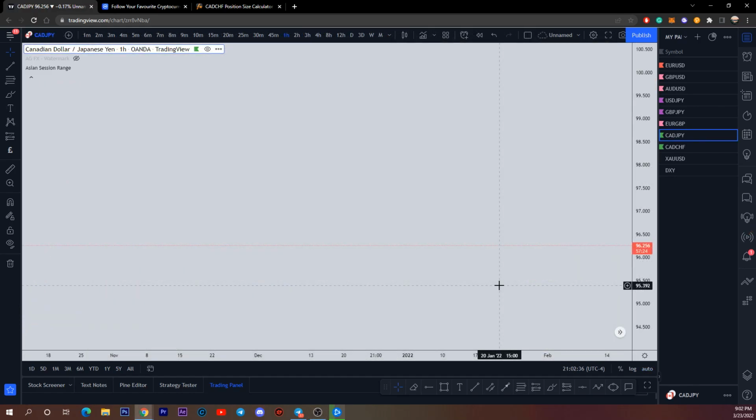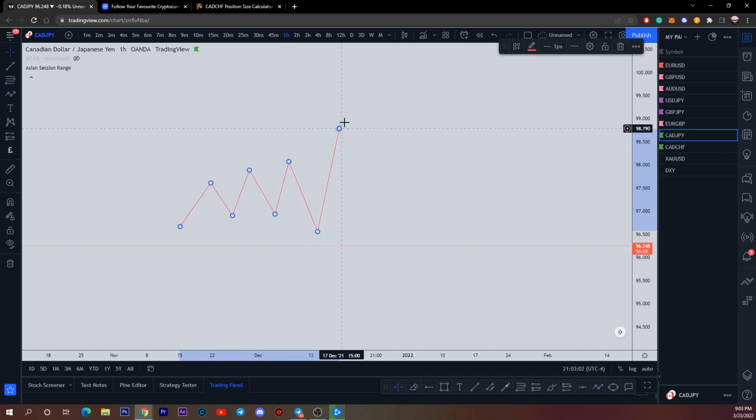Okay. So one of the questions that comes up from my students is, how do you know when a distribution is going to be a reaccumulation, or it's a fake distribution, or it's a fake accumulation? Well, let me go ahead and give you an example. You'll have cases where reaccumulation will look like this. It'll come out as a distribution, and then it'll turn into a reaccumulation.